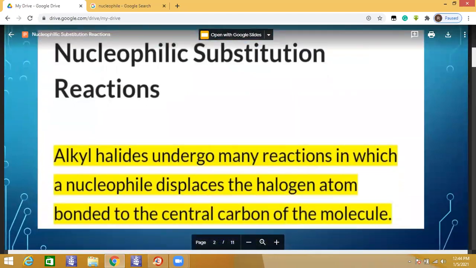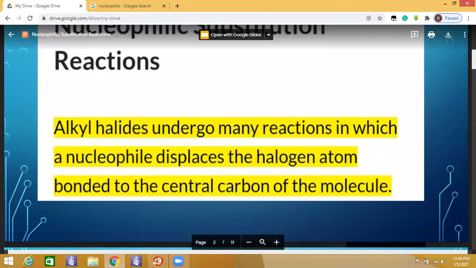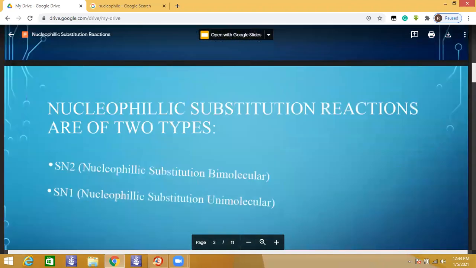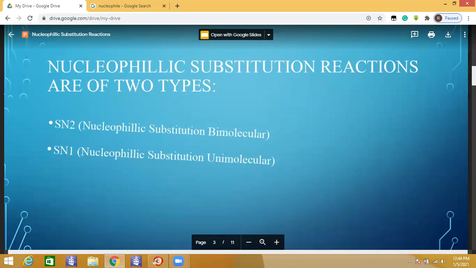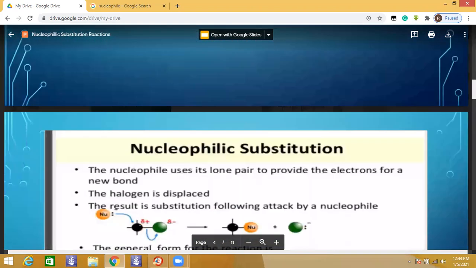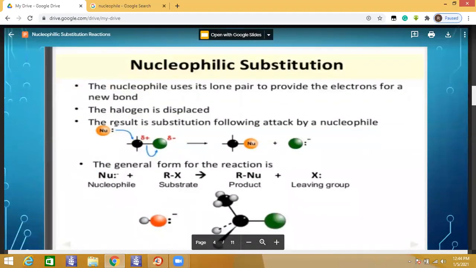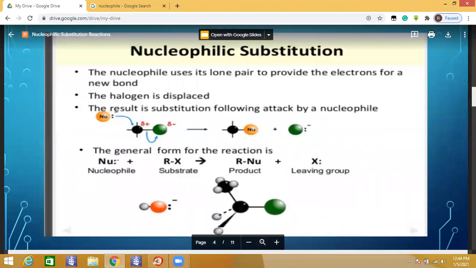So nucleophilic substitution reactions are of two types. One is SN2 and the other one is SN1. Basically SN2 means nucleophilic substitution bimolecular, and SN1 is for unimolecular. We'll discuss it. First, let us see its reaction type, how it is happening.